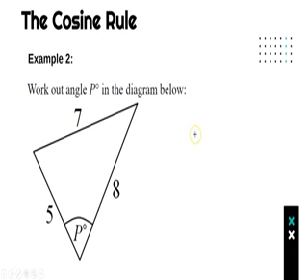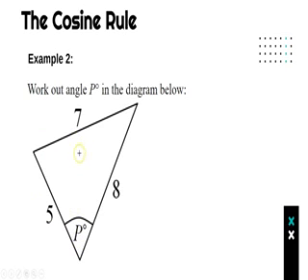So example 2 says, work out the angle p degrees in the diagram below. You can see that we are given sides. We are given all the three sides. We have 7, 8, and 5. And we can tell that this is a non-right angle triangle. And we are required to find the value of angle P.